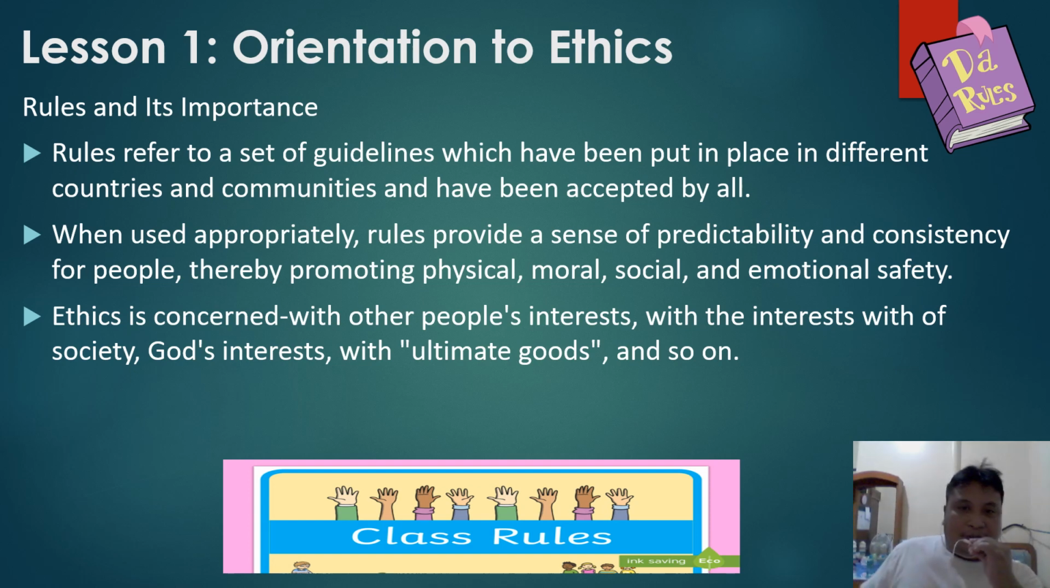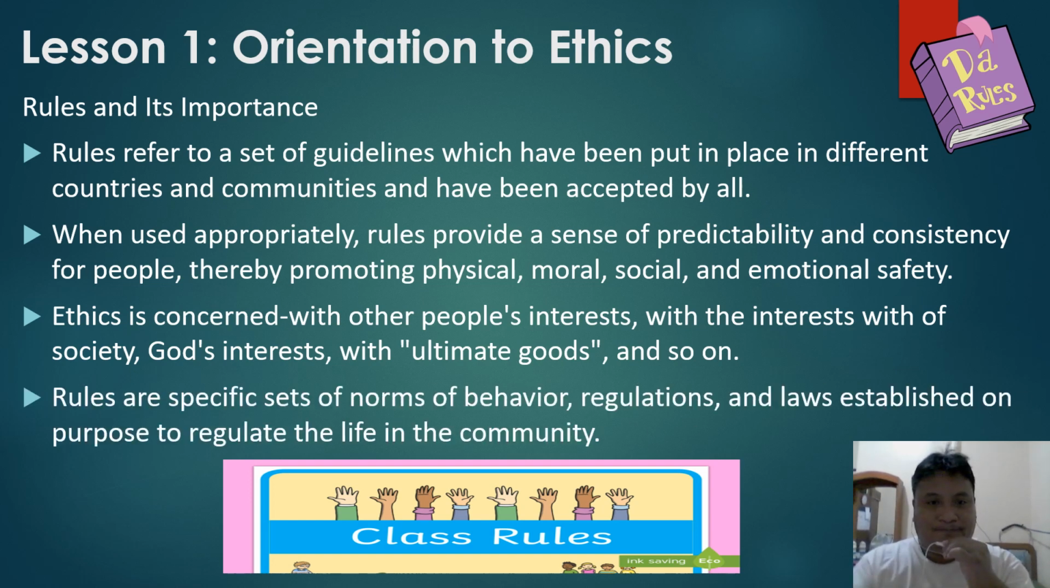Now ethics is concerned with other people's interests, with the interests of society, God's interests, with ultimate goods, and so on. Then, rules are a specific set of norms of behavior, regulations, and laws established on purpose to regulate the life in the community.